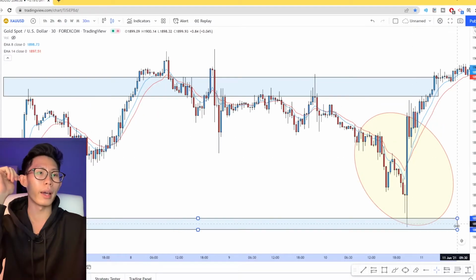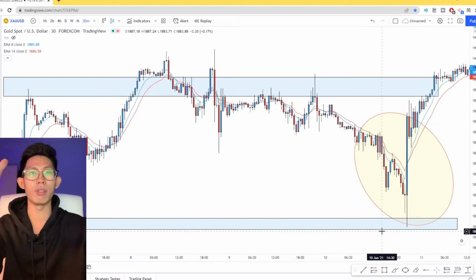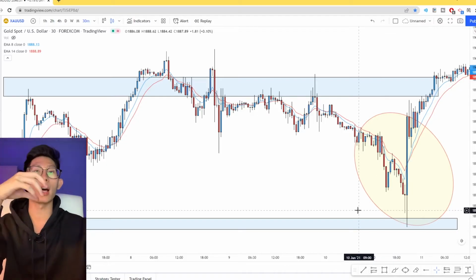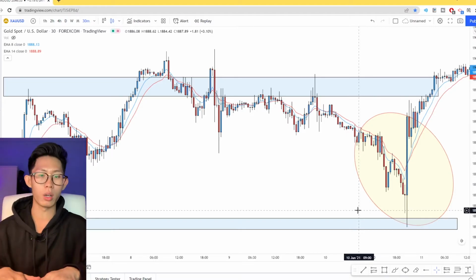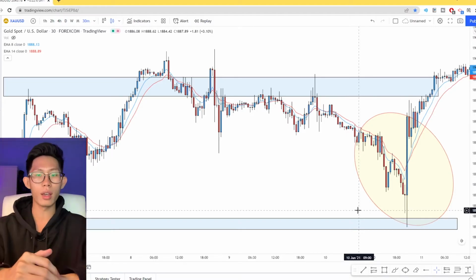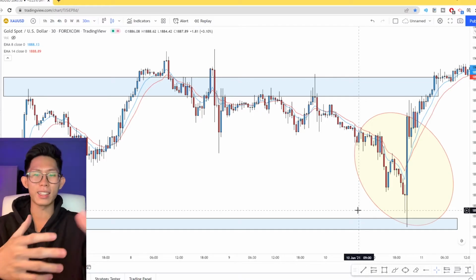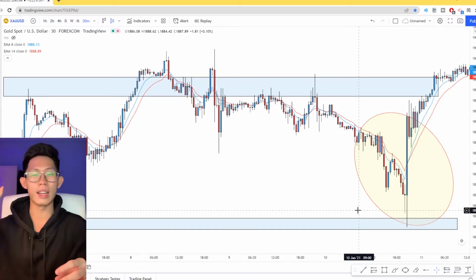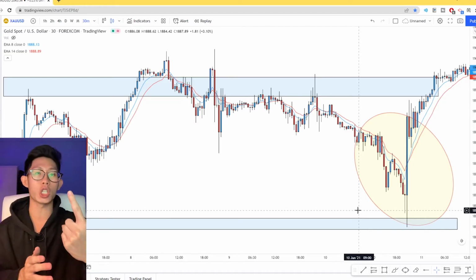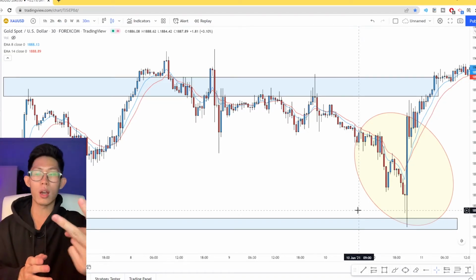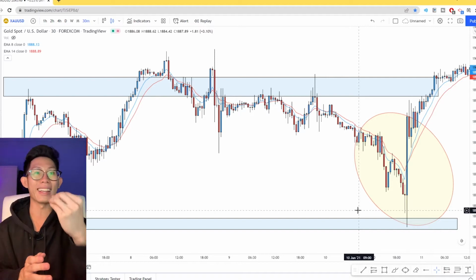So after marking my key support and resistance levels, I went down to the 15 minutes time frame and looked for an entry. Guys, I really like to keep things as simple as possible. First of all, what do you see on my charts? There are no complex indicators, no Bollinger Bands, oscillators, RSI. The only thing you can see is price action and the moving average. I like to keep things simple and clean.